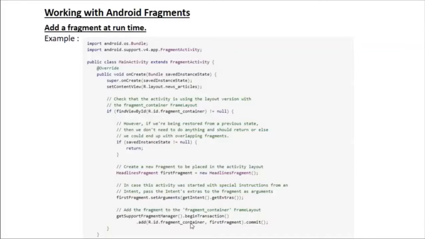So the first thing, we have to get the FragmentTransaction. For that you have to call getSupportFragmentManager, and then call the beginTransaction method, and finally you can call the add method. On the add method, the first parameter is the fragment container, the second parameter is the fragment class object, and finally you can commit.